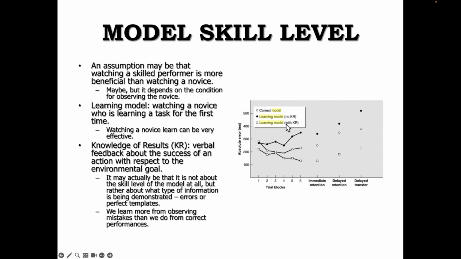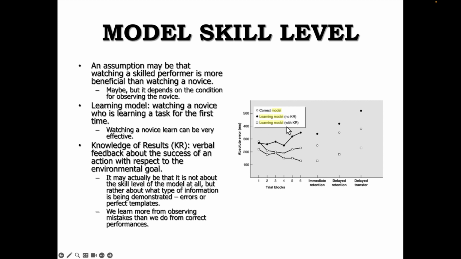Okay, and here's an example of this. If you take a look at this study, we've got error on the y-axis. So basically, the higher the value, the more errors happen. We've got three different models. We've got the correct model, which is the open circles. We've got a learning model, which people are watching, meaning a beginner, but there's no knowledge of results. Meaning that when the participants were shown the model, they didn't know whether the results were good or bad.